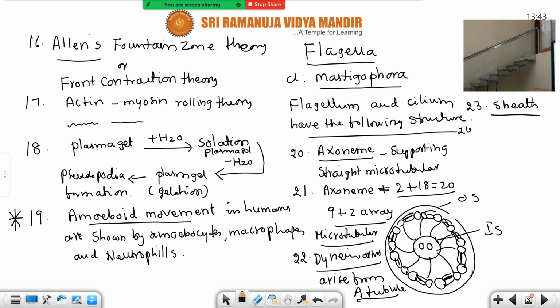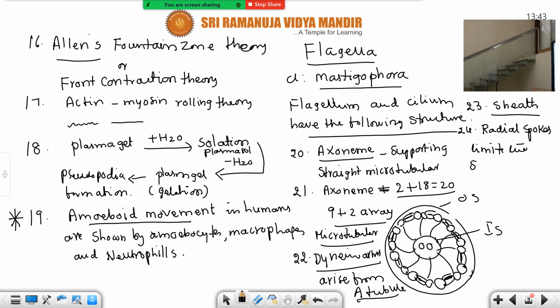Then the next heading is radial spokes, elastic fibers. These are nothing but elastic fibers, so don't forget to write about that. How many radial spokes are there? There are also 9. From the inner sheath of the central tubules, the radial spokes arise radially and are connected to the A tubule, attached in a clockwise direction. These radial spokes limit the sliding movement of the doublets.